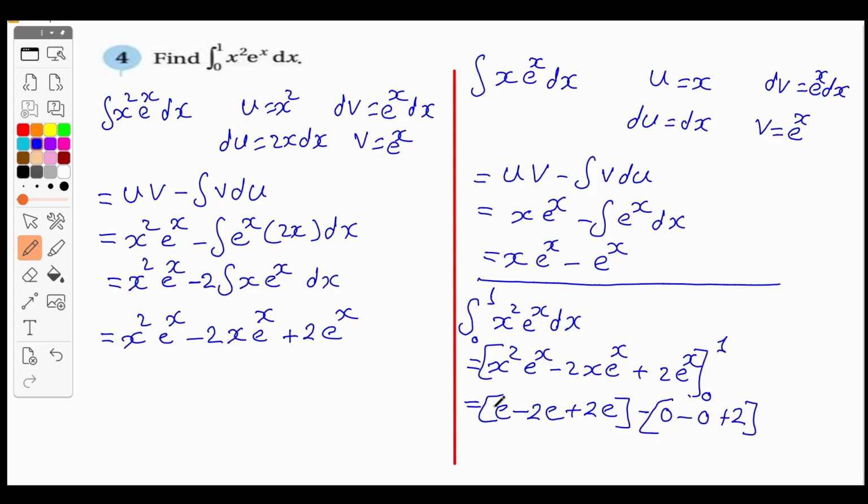So for the final answer, you know that minus 2e plus 2e will be cancelled. So the first two parts will be just e, and this one will be just minus 2. So this is the final answer, e minus 2.